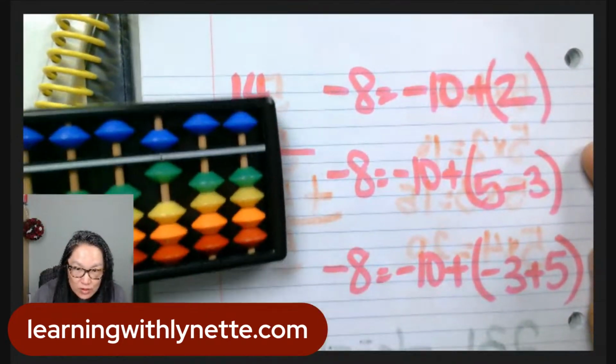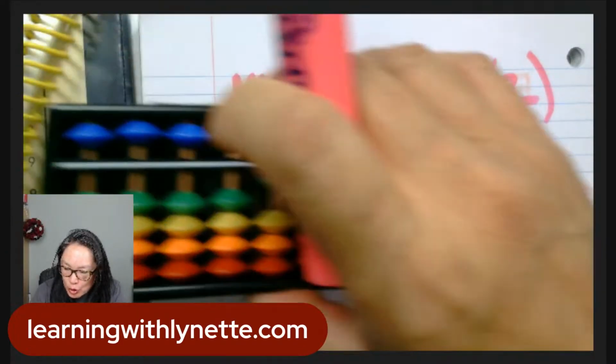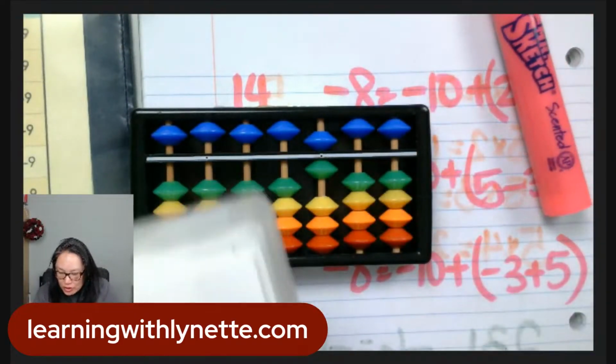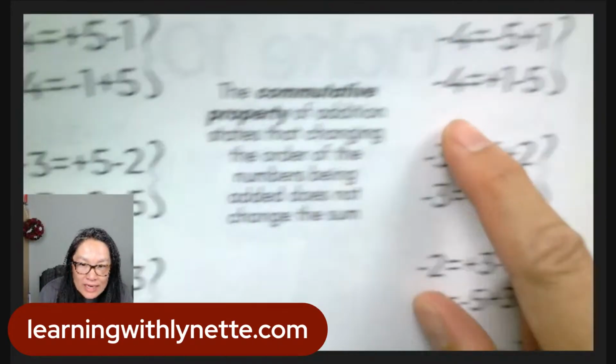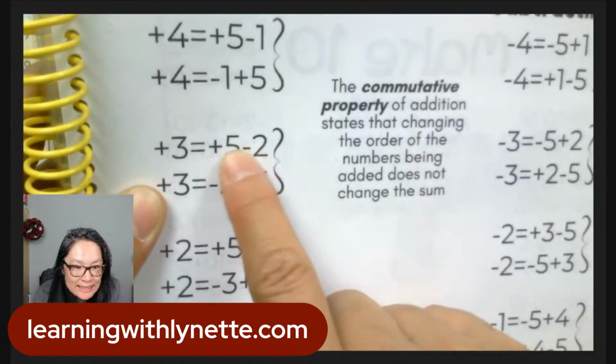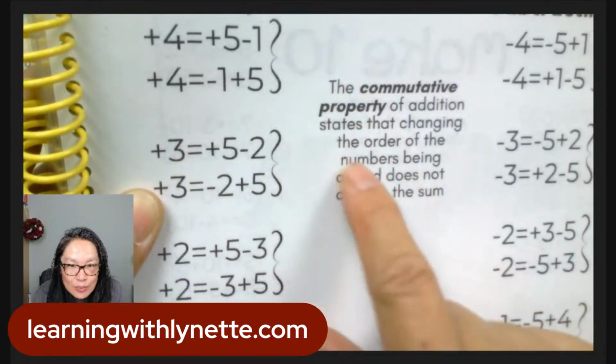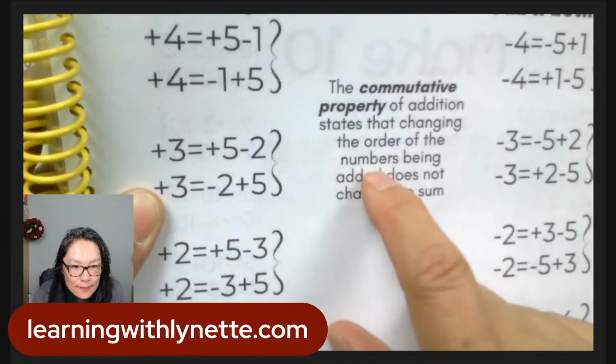In the abacus world, it's just like commutative property. So if you notice, abacus doesn't do what it says. It says commutative property is the addition states. But in the abacus world, this is not an addition state because we focus on the add-in, and I think that's the problem with this thing.